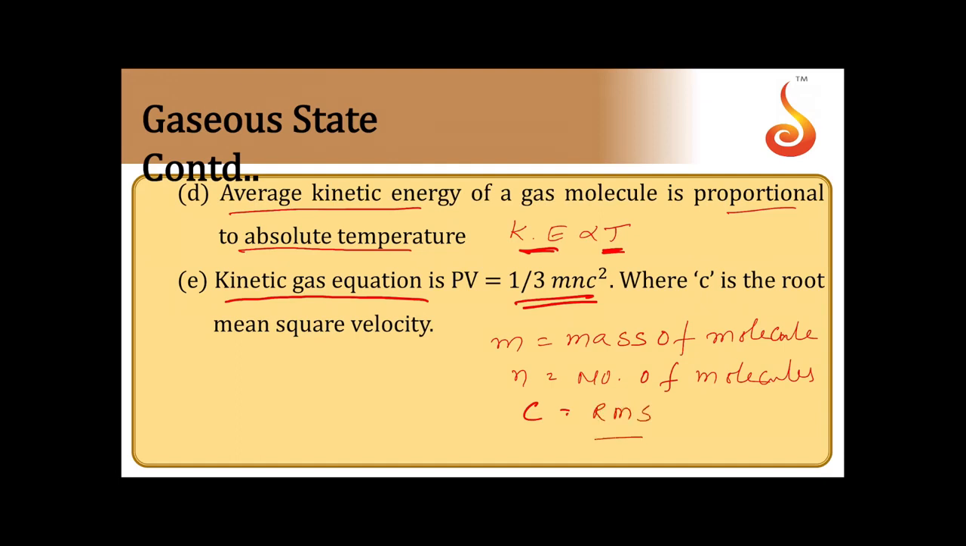Normally, whenever small m comes up in the gas class, we take it as the number of moles. But in this case, N stands for the number of molecules of the system, and m is not the molar mass, m is the mass of the molecule here. So the kinetic gas equation is PV is equal to 1/3 mNc square. P and V are the pressure and the volume of the system.